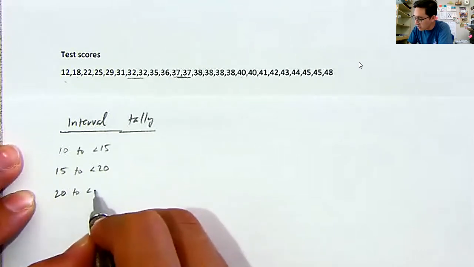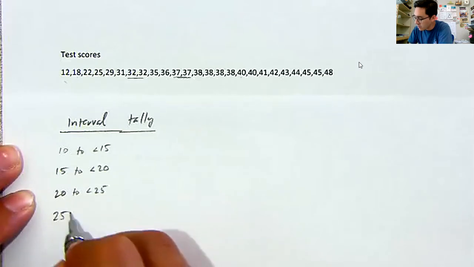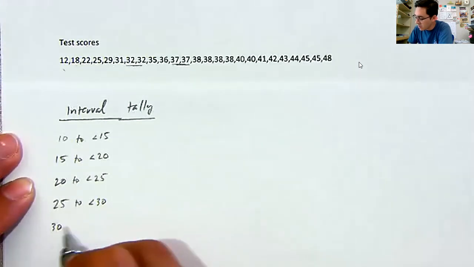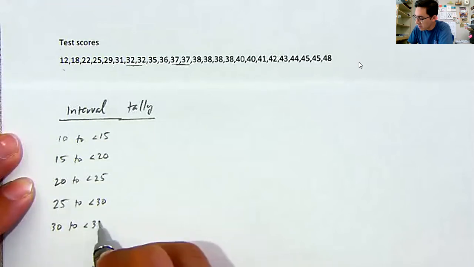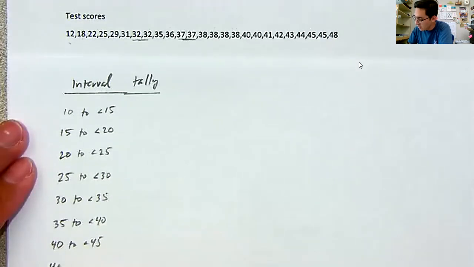20 to 25, 25 to less than 30, 30 to less than 35, 35 to less than 40, 40 to less than 45, and then 45 to just less than 50.